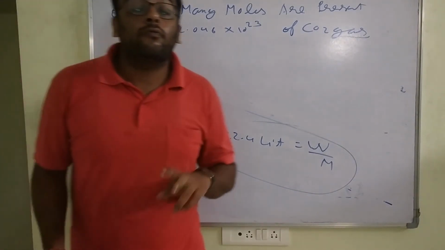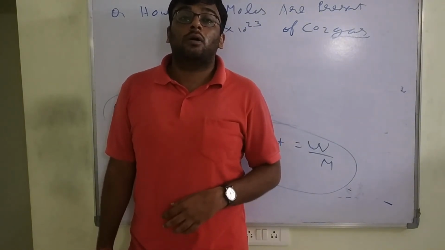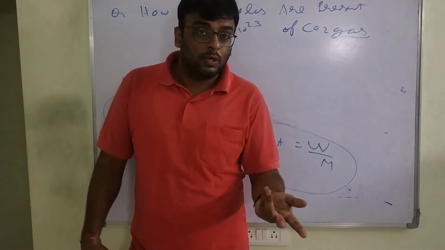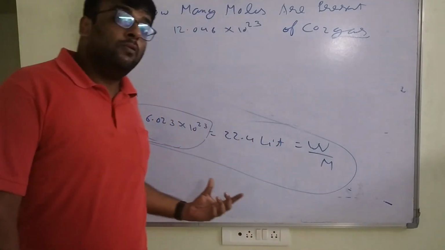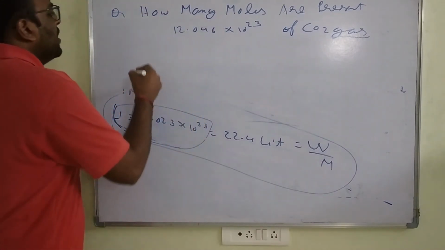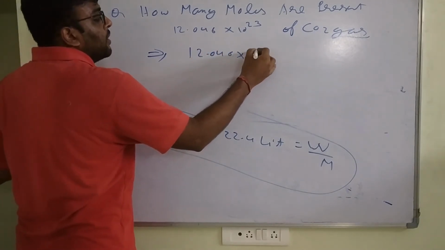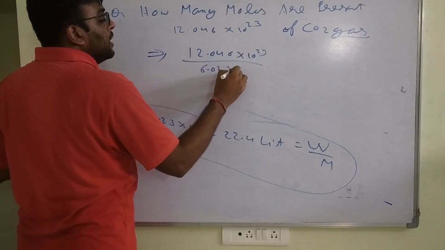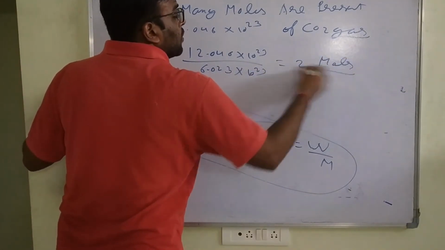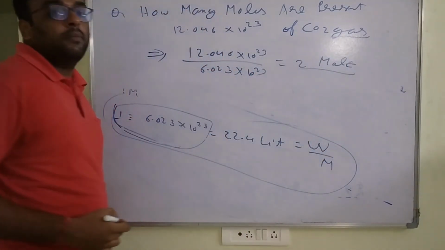Suppose one chocolate is worth 5 rupees. How many chocolates will come for 20 rupees? How can you get it? 20 divided by 5, 4. Easily you can calculate. If 1 mole is this value, how many moles are present? Simply we divide. This is simple mathematics. Here we divide by Avogadro number: 12.046 into 10 raised to power 23 divided by 6.023 into 10 raised to power 23. Simply dividing, we get 2. Are you getting my point?